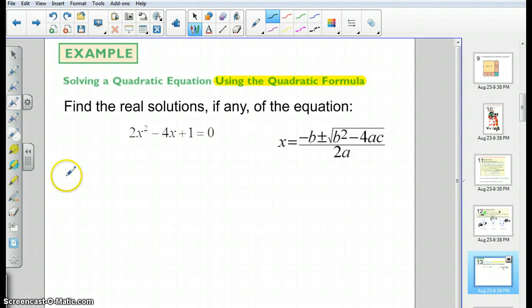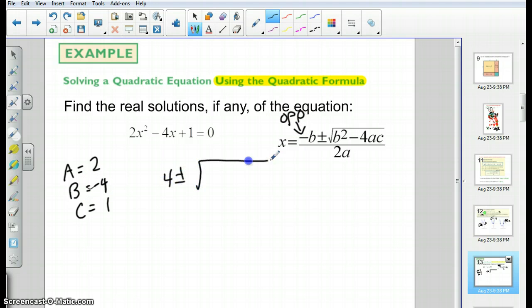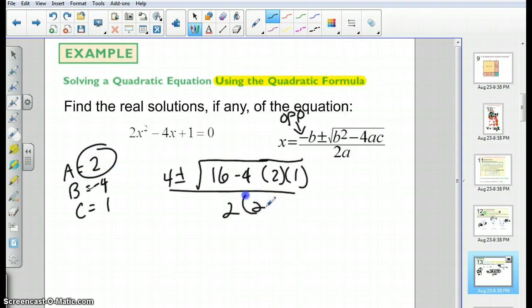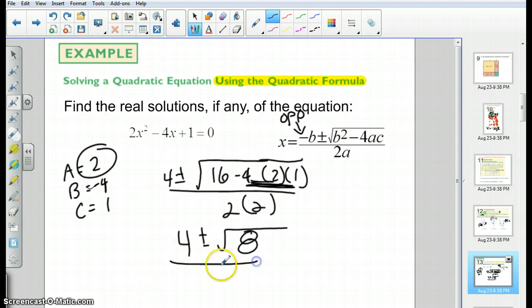So if I were to show you a quadratic formula, I would quickly identify a is 2, b is negative 4, and c is 1. So if I plug this in, I kind of like to think about this being the opposite of b. So the opposite of this negative 4 is 4, plus or minus the square root of b squared. Well, that's negative 4 squared, or 16. Minus 4 times a times c, all divided by 2 times this a value, or 2 times 2. So 4 plus or minus the square root of, let's see, 16 minus 8 is 8, all divided by 4.